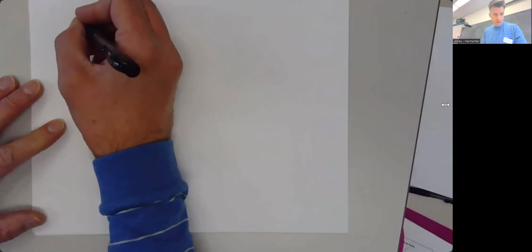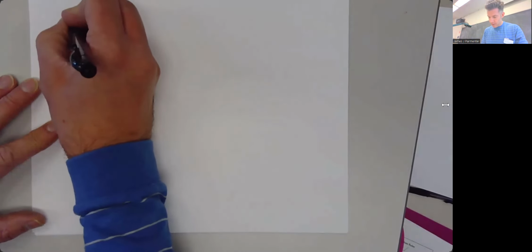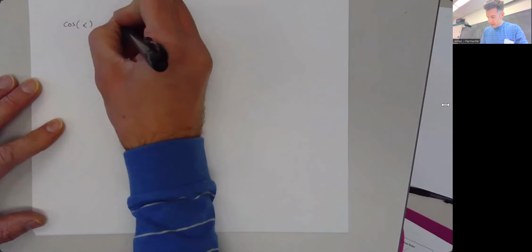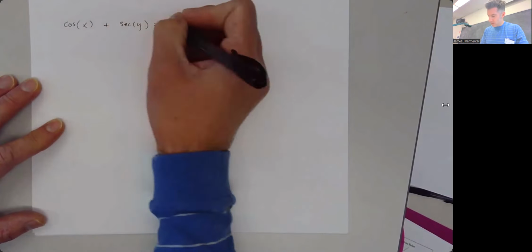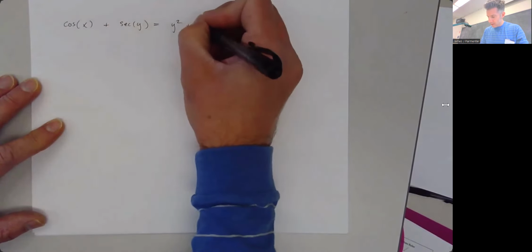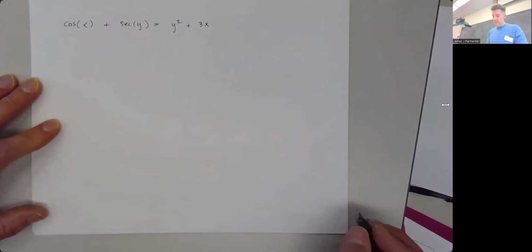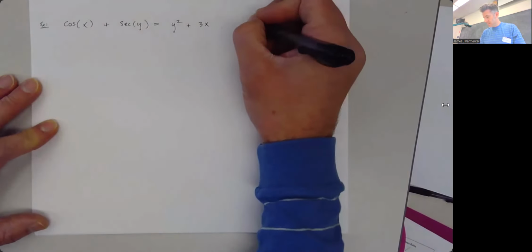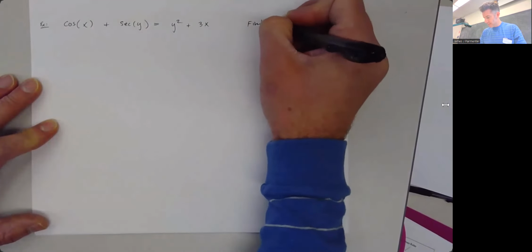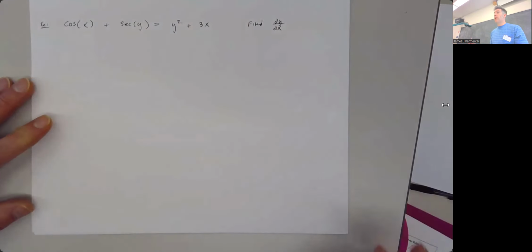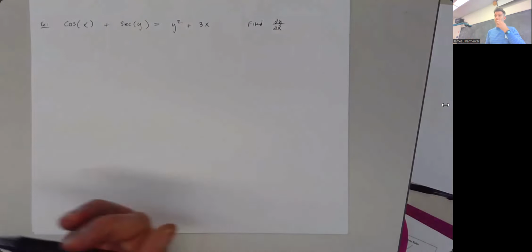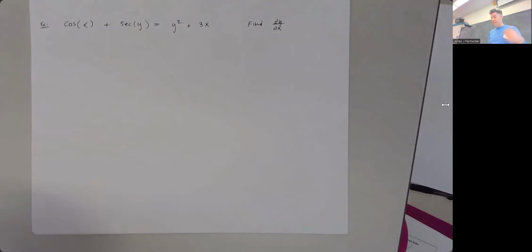Let's look at something like cosine of x plus secant of y equal to y squared plus 3x. And again, we want to find dy/dx or y prime. You can write either way. People tend to write y prime just because it takes up less space in this problem. But if you want to write dy/dx, that's also fine.